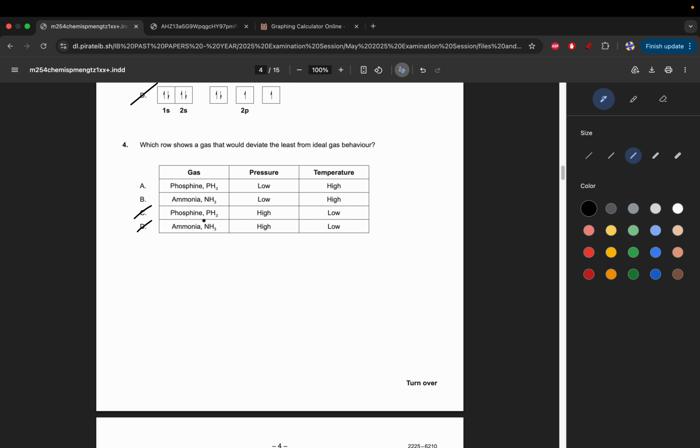Now, one of the assumptions for an ideal gas is that there are no intermolecular forces. And taking a look at these two, then we know that ammonia is going to have hydrogen bonding, which is the strongest intermolecular force. Remember that that's going to be anytime an H is bonded directly to an N, O, or F. So in that case, then ammonia is going to have quite strong intermolecular forces, which violates one of our assumptions for an ideal gas. So we know it's not B and it's going to be A.